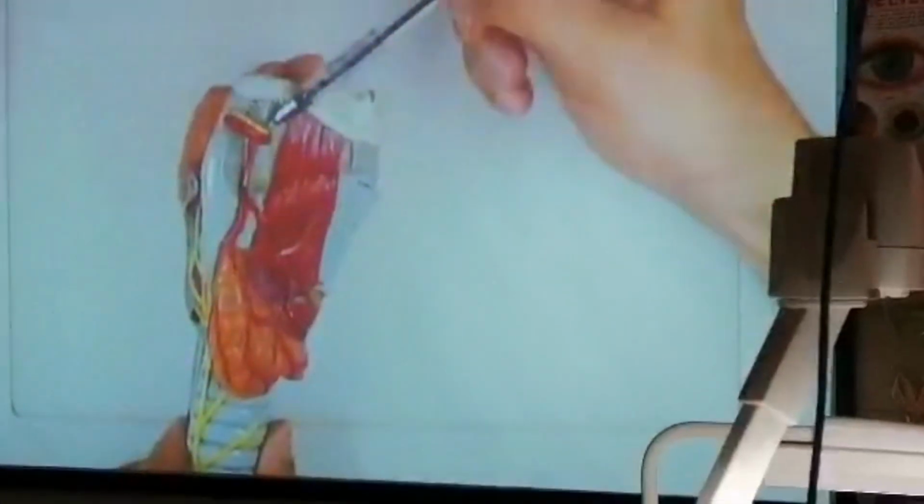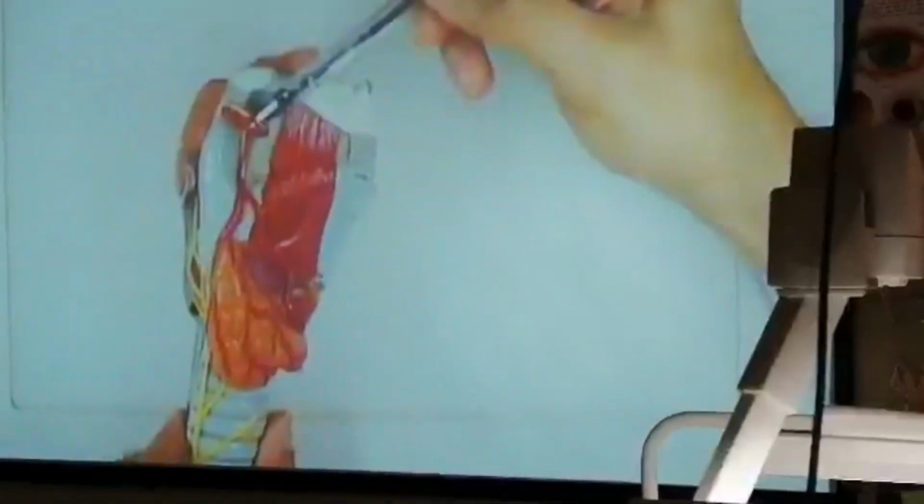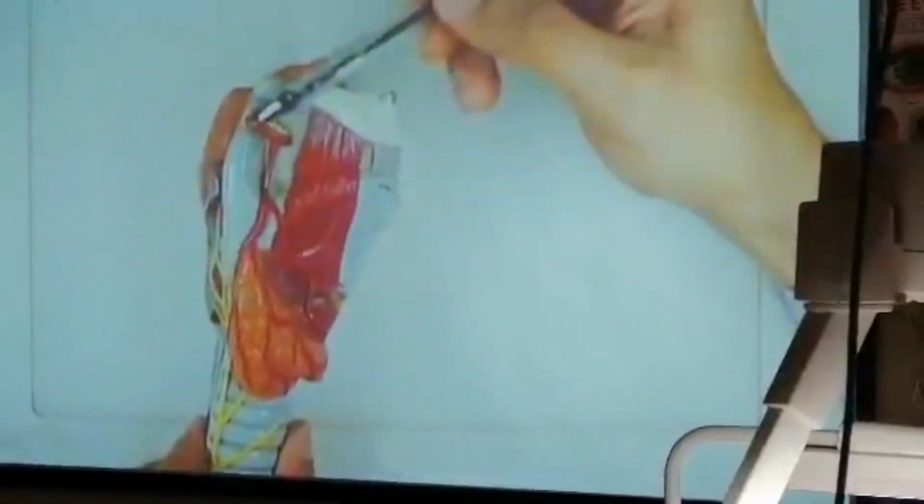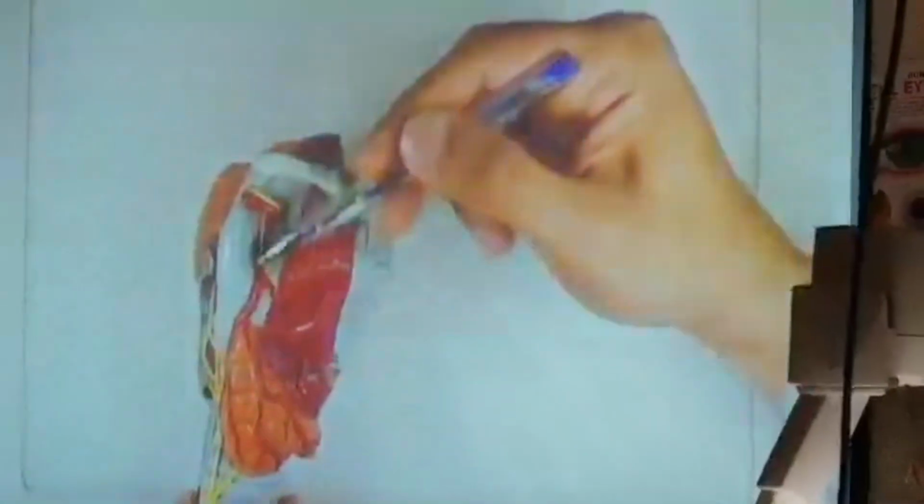On the lateral surface of the thyrohyoid membrane there is an opening through which the superior laryngeal vessels and the internal branch of the superior laryngeal nerve pass. Here is the internal branch of the superior laryngeal nerve and the superior laryngeal artery, which is branched from the superior thyroid artery. It divides into the internal laryngeal artery and external laryngeal artery.